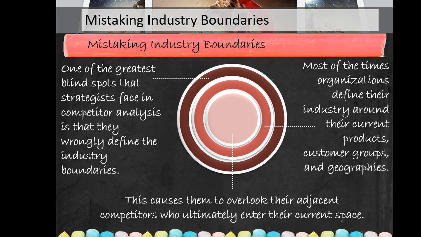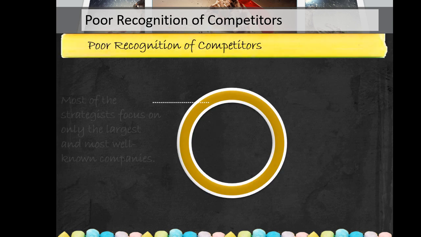Mistaking industry boundaries. One of the greatest blind spots that strategists face in competitor analysis is that they wrongly define the boundaries of their industry. Most of the time, organizations define their industry boundaries around the current product, customer groups, and geographies. This causes them to overlook the adjacent competitors who ultimately enter their current space.